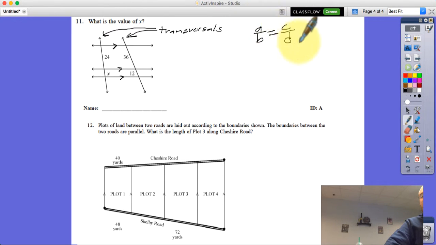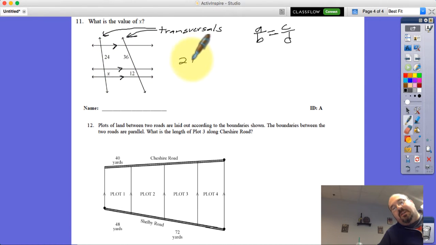So you'd multiply the diagonals to solve it. I'm actually going to show an easier way to do that. So parallel lines cut by transversals form proportions. So one way to set this up would be to do 24 over x equals 36 over 12. So in other words, I went top over bottom equals top over bottom.